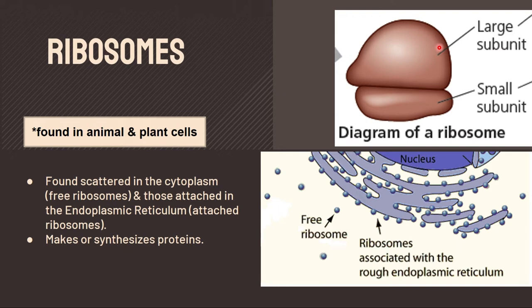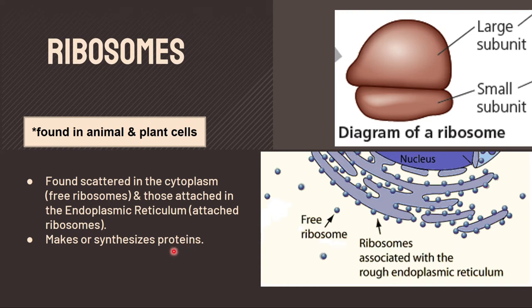If we look closely at the structure of ribosomes, they are made up of components which we call subunits. So this is a ribosomal subunit, or ribosome subunit. Okay? So what do ribosomes do, or what is their function? They make, or synthesize, proteins. Okay? So what are proteins?